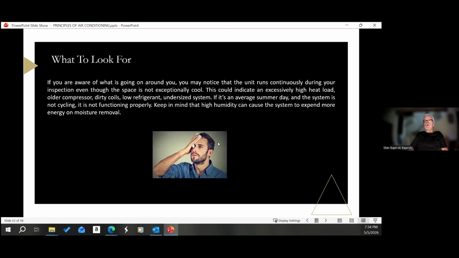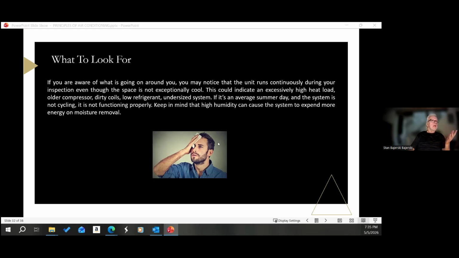Now, on a cooler day, like 75, 80 degrees, if somebody has the air conditioning on, it really should be cycling. On hotter days, it may not, because it might be a heat load in excess of what we usually have around here. So if I feel that the temperature is the type where this unit should be cycling, and it's running, and the space is not exceptionally cool, I'm going to question that.